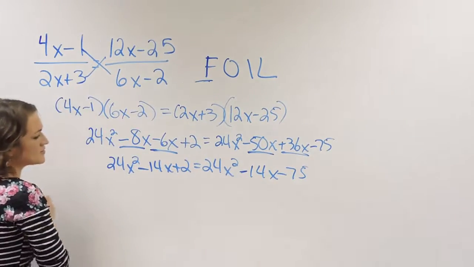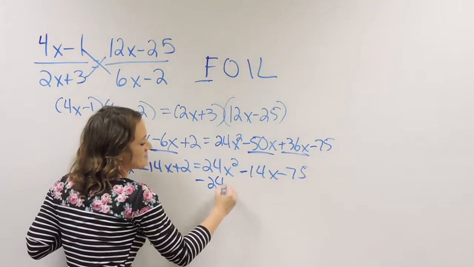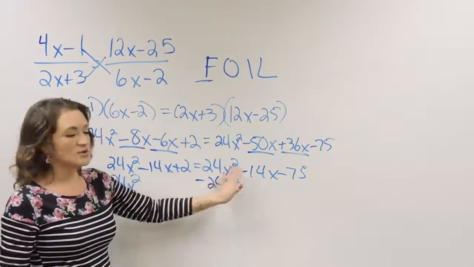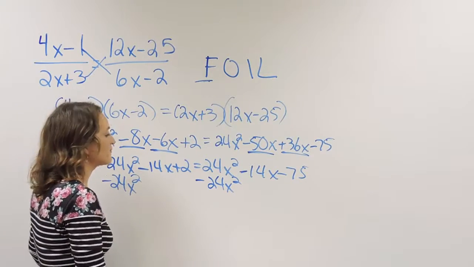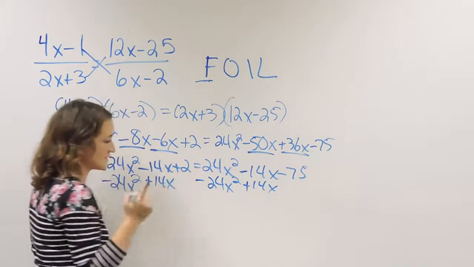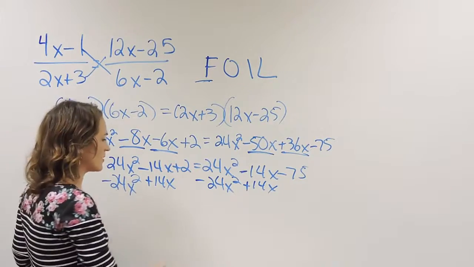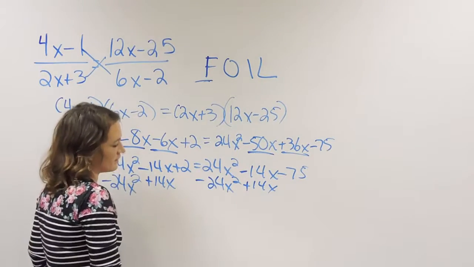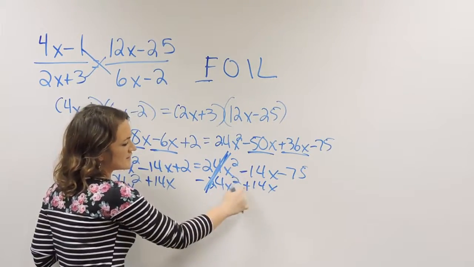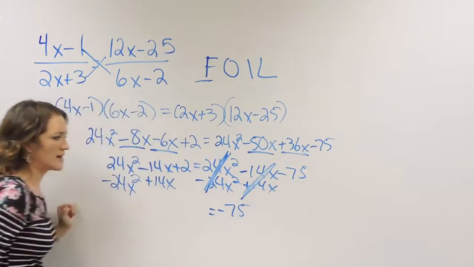All right, so what I'm going to do next is take this right side and move it over to the left side. So I'm going to say minus 24x squared on both sides. Remember, what you do to one side, you have to do to the other side. And at the same time, I'm going to go ahead and add 14x to both sides. But when I do that, I know something a little bit funny is going on with this problem. Because on the right-hand side, 24x squared minus 24x squared cancels, and negative 14x plus 14x cancels. I'm going to drop down the negative 75 for right now.